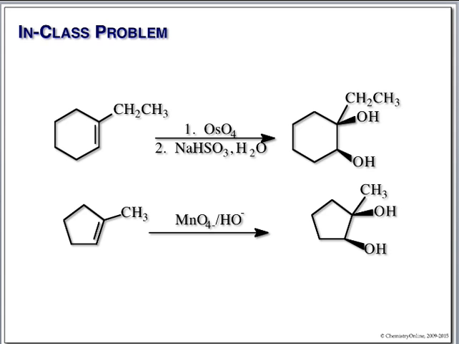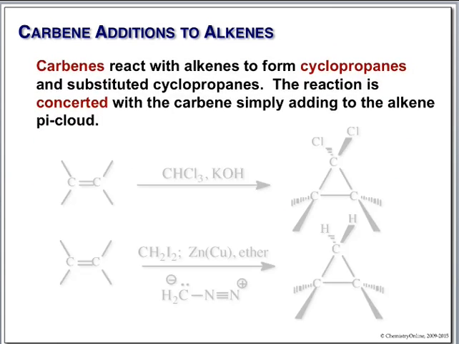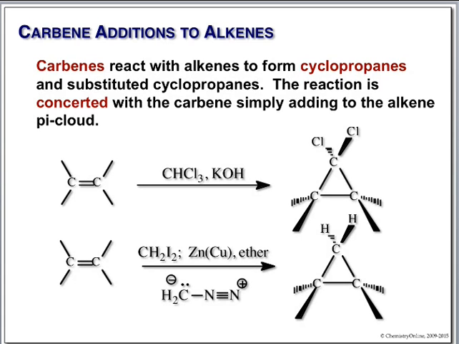All right, now we're going to look at a somewhat interesting reaction. We're going to make cyclopropanes. We're going to make these two ways. We're either going to take chloroform in the presence of strong base. When we do that, we will form a cyclopropane with two chlorines on the carbon that we just added.